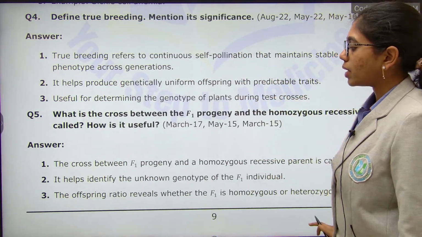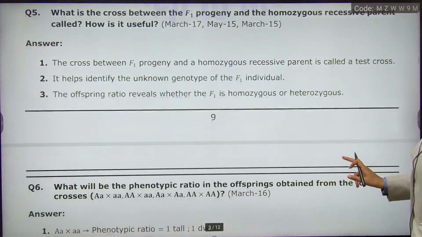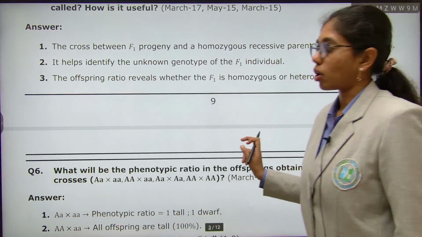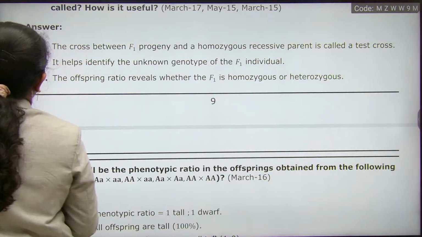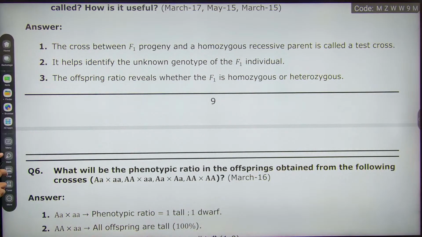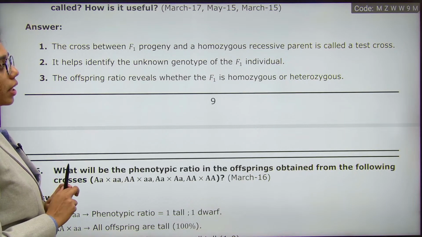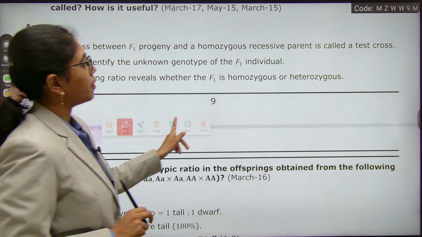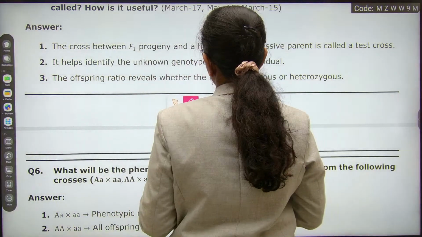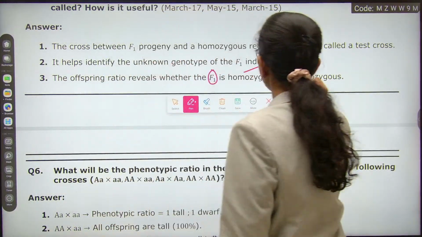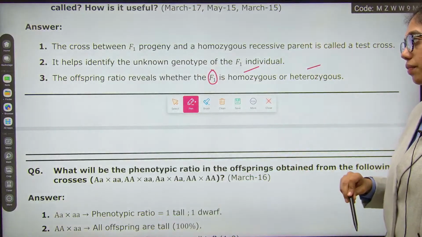The cross between F1 progeny and homozygous recessive parent is called a test cross. It helps identify the unknown genotype of the F1 individual. The offspring ratio will reveal whether the F1 is homozygous or heterozygous.